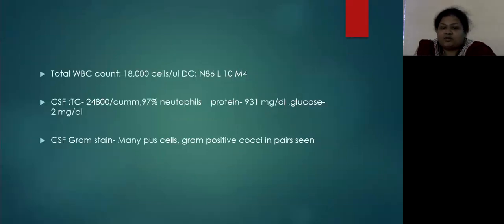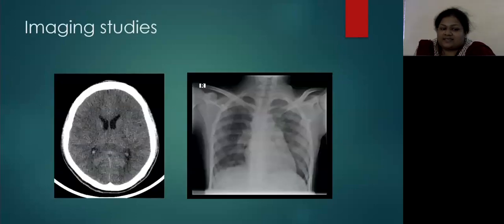So his total WBC count is like 18,000. His CSF showed 24,000 cells with 97 percent neutrophils. Protein is very high, 931, with a very low glucose. Many pus cells with gram-positive cocci. This is his X-ray and that is the CT. What do you think this is? Probable pneumococcal. What are you seeing on the CT?